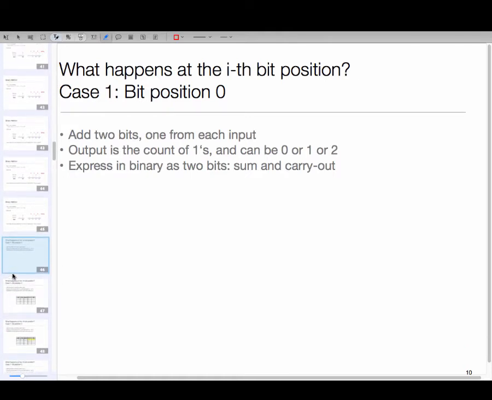So what's happening is at each bit position, I'm adding 3 1-bit numbers, and I'm getting two outputs. I'm getting a sum output, and I'm getting a carry output. In combinational logic terms, at each bit I'm implementing a function with three inputs. Two of them are my bits, and the third one is the carry coming in from the previous bit. And then I'm generating two outputs. One is the sum bit, and the other is a carry out bit. So it's a function that has 3 1-bit inputs and 2 1-bit outputs.